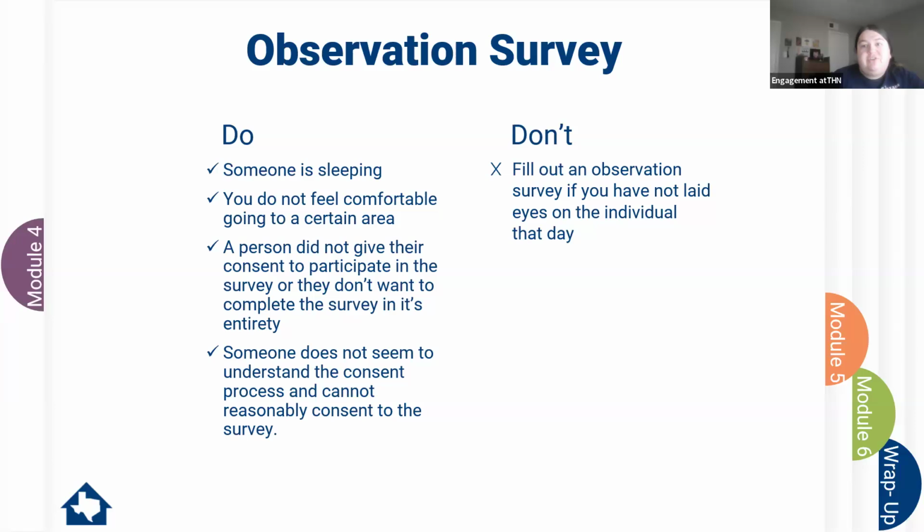So the observation survey can be conducted in both sheltered and unsheltered locations. You will use the observation survey if someone might be sleeping, or you don't feel comfortable going into a certain area, or the person did not give their consent to the survey and doesn't want to complete it in its entirety. Especially if someone doesn't seem to understand the consent process or cannot reasonably consent to the survey, perhaps they're sleeping or indisposed. We never know what someone's situation might be. So in those kinds of situations, we'll fill out an observation survey.